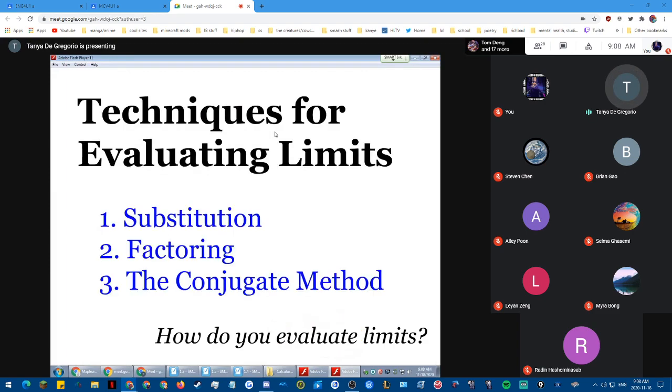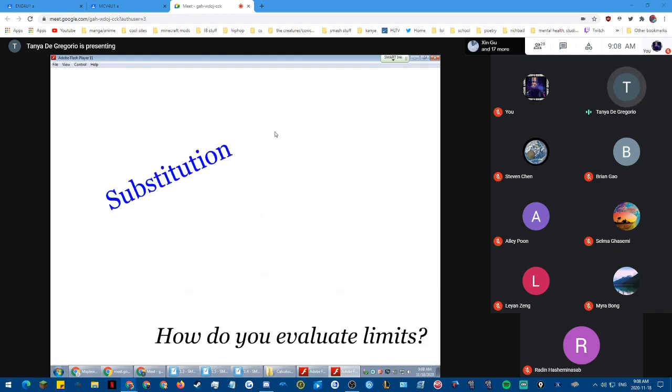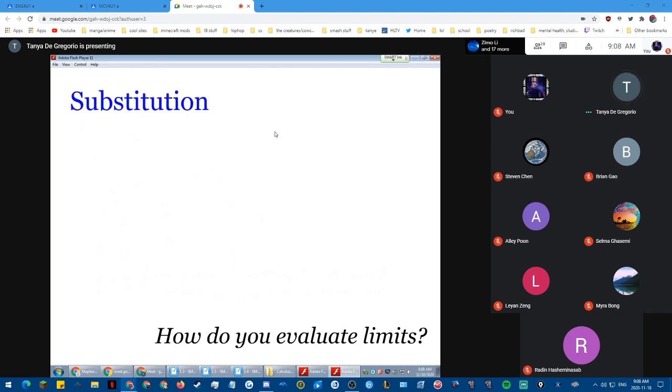There are three major ways to evaluate a limit. They are substitution, factoring, and the conjugate method. We're going to go ahead and start with the easiest one, which is direct substitution. It is just as easy as it sounds. We'll take an example. Here's one.